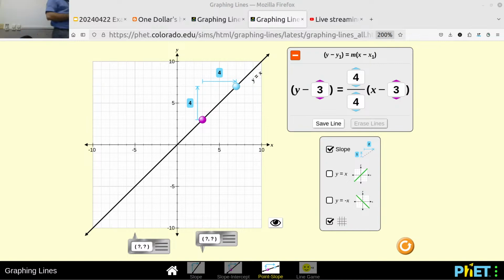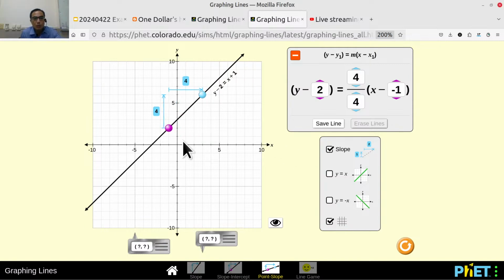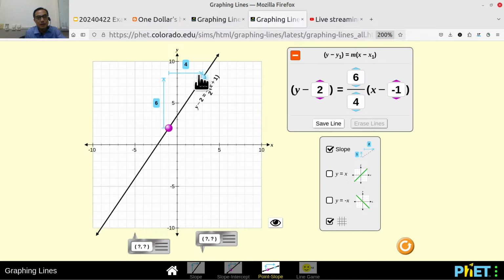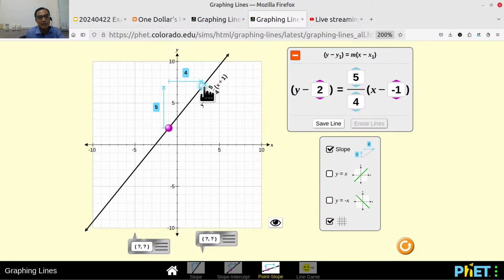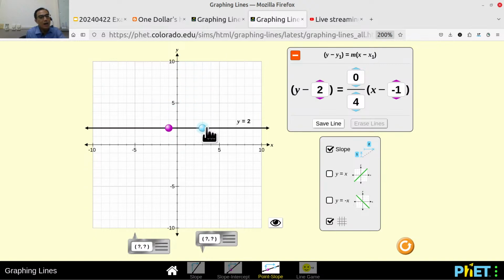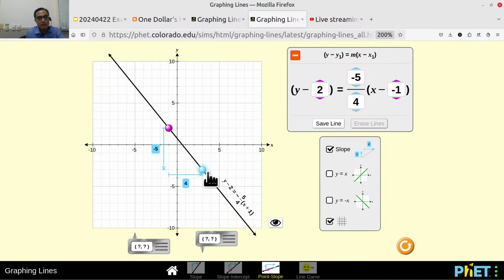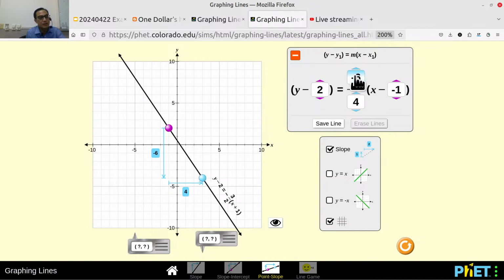Okay, look at here. When I move the blue ball going up, then the numerator in the blue part is going up. I move it down, after the horizontal line, I move it down. The value becomes negative, -6. -6 means the difference between those two balls.